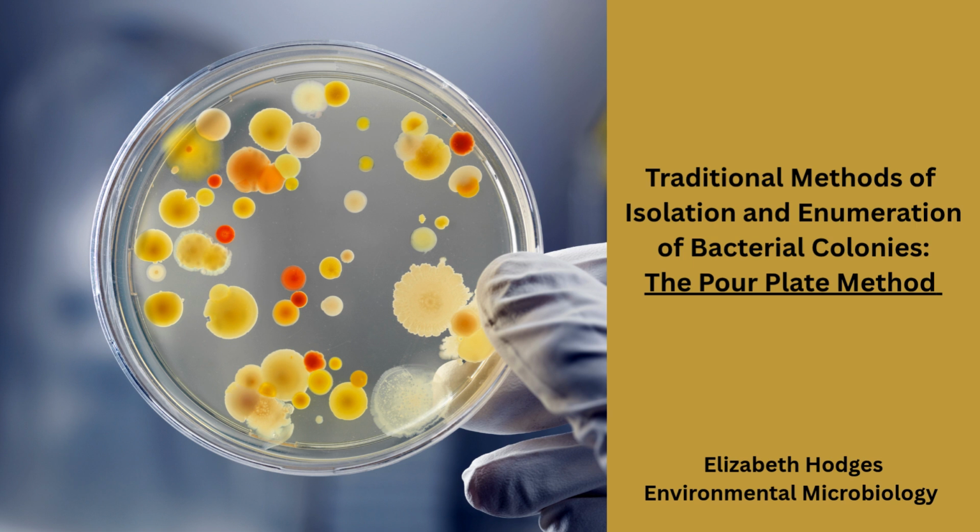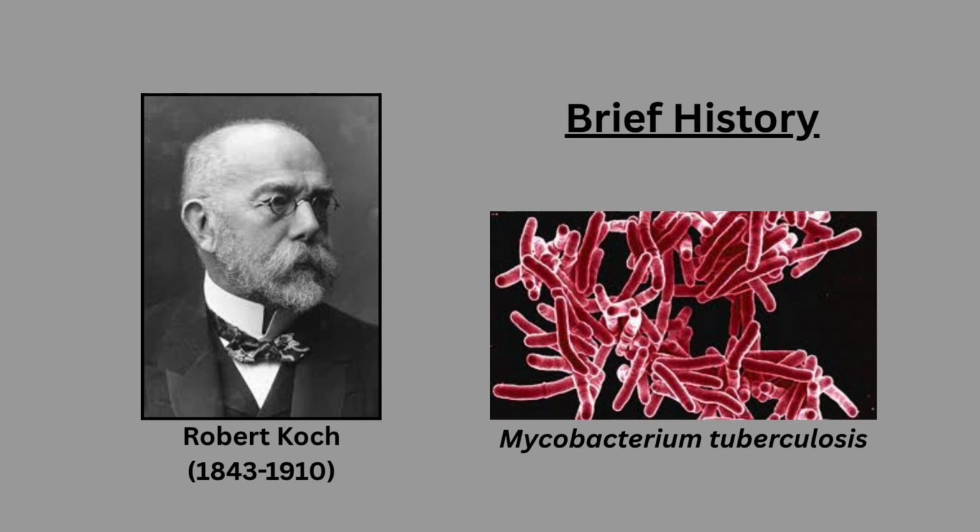Traditional methods of isolation and enumeration of bacterial colonies: the pour plate method. Established in the late 19th century by Robert Koch, a German physician and a founder of bacteriology, a branch of microbiology, the pour plate method is still widely used in isolating and enumerating pure cultures of microorganisms.